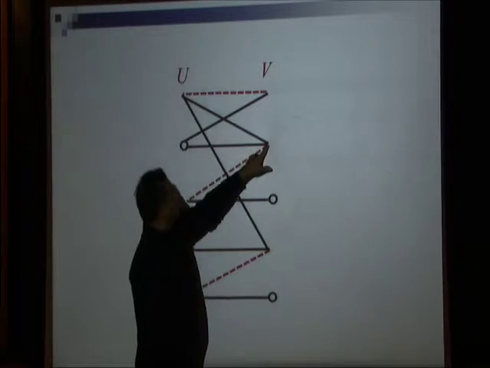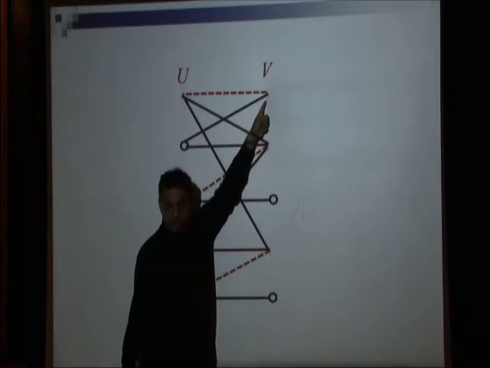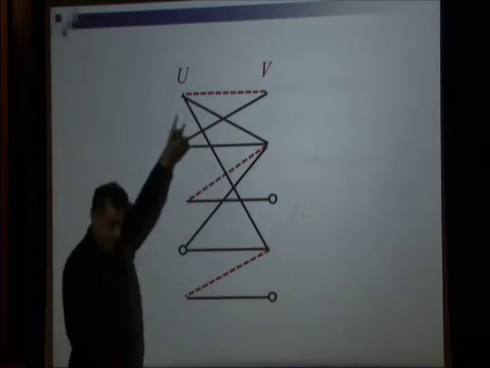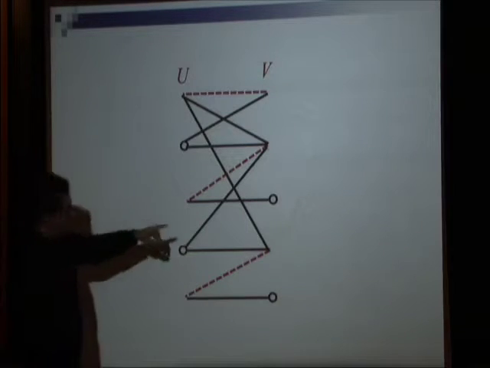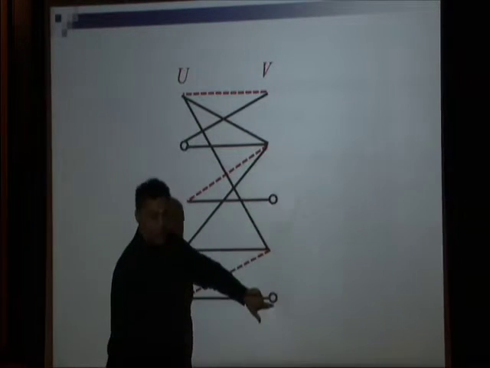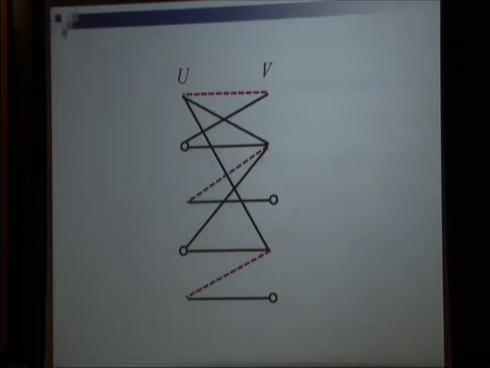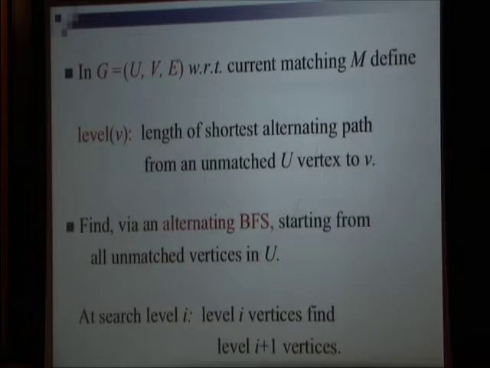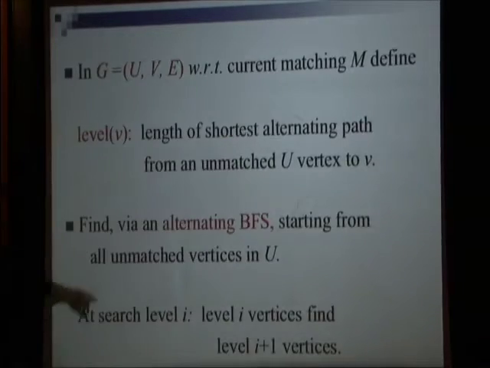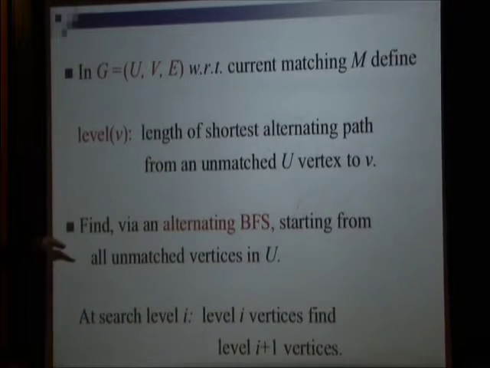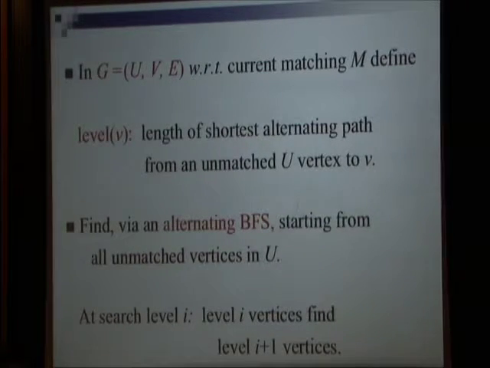This guy will have level 1, this guy will have level 2, this guy will have level 1 also because of this guy, right? So level is the length of the shortest alternating path from an unmatched vertex to V. And the smallest number that we have on an unmatched vertex here will be the length of the shortest augmenting path, obviously. So you could run a breadth first search from all the unmatched vertices simultaneously, until you reach all the vertices that you want to. So an alternating breadth first search starting from all unmatched vertices on the U side will do it.